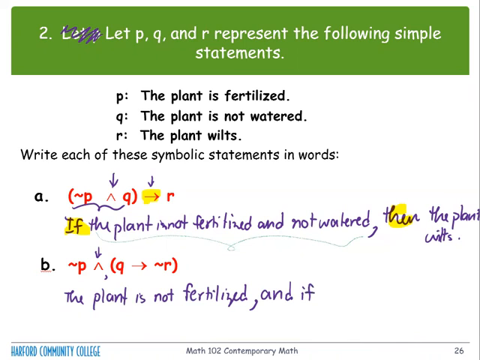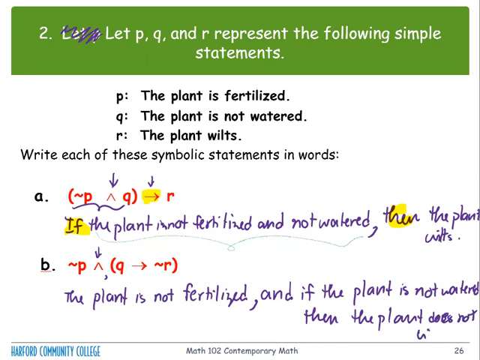We say and if the plant is not watered, then the plant does not wilt. So I'm going to highlight the dominant connective, which is and, and anything in the parentheses, they are together on the other side of the comma sign.